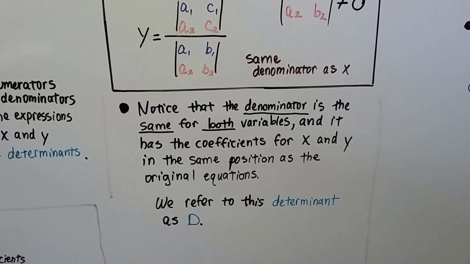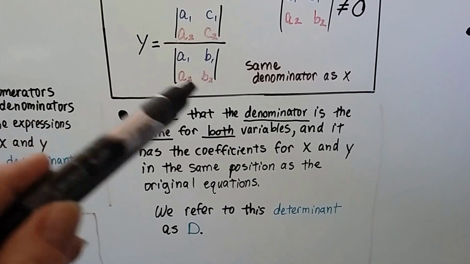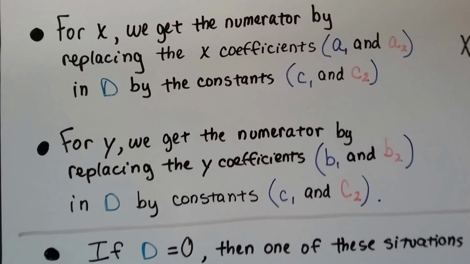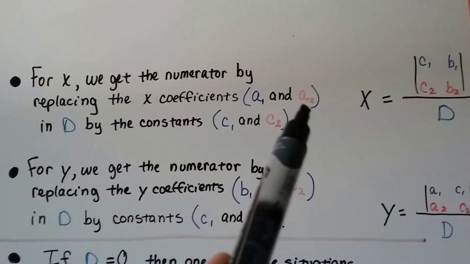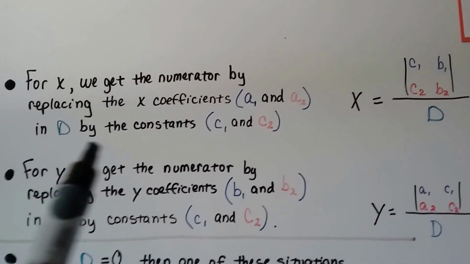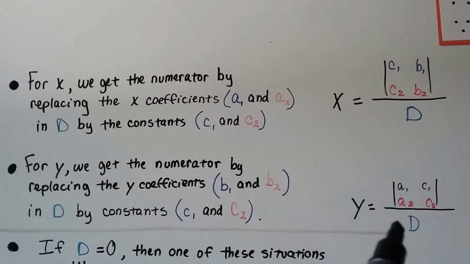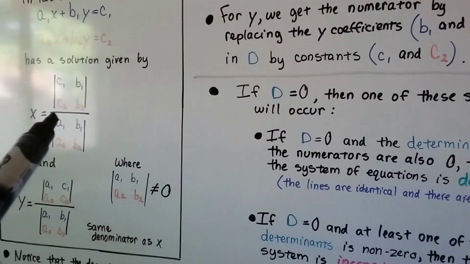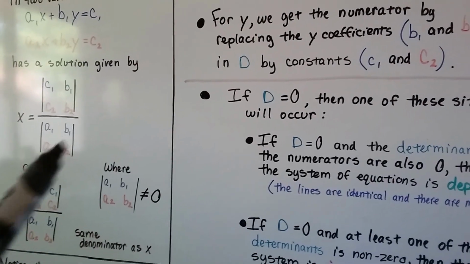We refer to this determinant as D. It's easy to remember because it's like the denominator. For x, we get the numerator by replacing the x coefficients, the a sub 1 and a sub 2 in D, by the constants, the c's. So here's our denominator that they shared: a sub 1 times b sub 2, and a sub 2 times b sub 1, and then we subtracted.